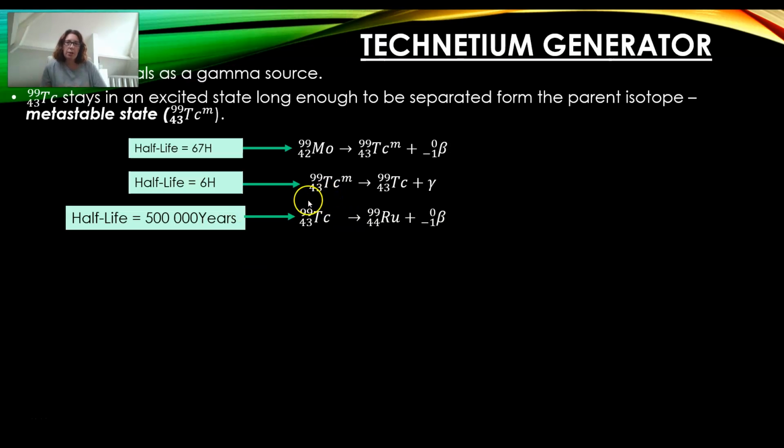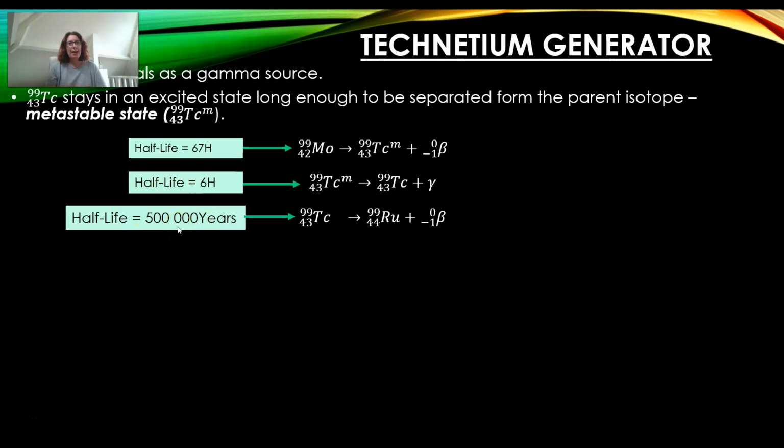And the second reaction, this is where you're giving out your gamma, that lasts for about 6 hours. And then when you give out the gamma, this technetium will then decay by beta minus into rubidium, and it has a half-life of 500,000 years. So this is really important. This means you can make your product, store it for 67 hours, remove the part that's going to produce gamma, give it to your patient, and over a 6-hour window it will be producing gamma.